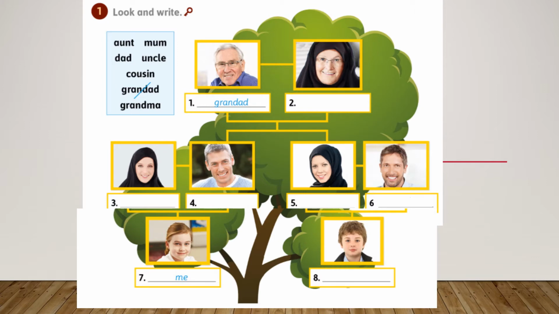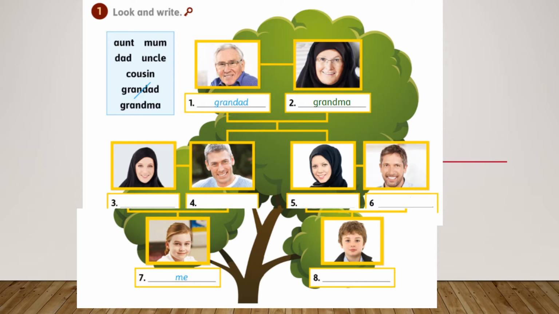Now, what you need to do is to look at the pictures and try to decide which title goes to which picture. What you can say in number 1 is that it's already done for you. So, in the picture, we can see granddad. Well, what about picture number 2? Who do you think this lady is? Correct. She is grandma. Perfect.